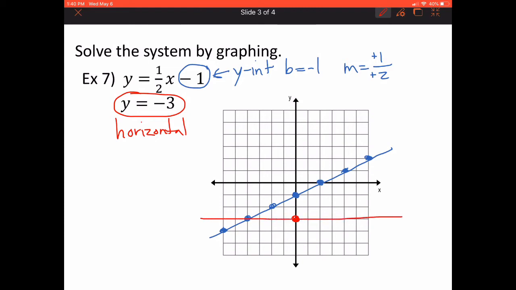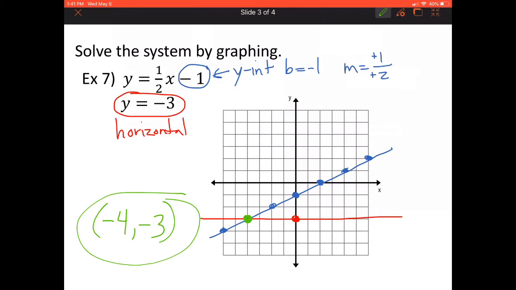And when I draw that horizontal line, the two lines did intersect at this point, which is the point -4, -3. So that is the solution. So solve the system by graphing. We graphed it. We found they intersected at the solution -4, -3.